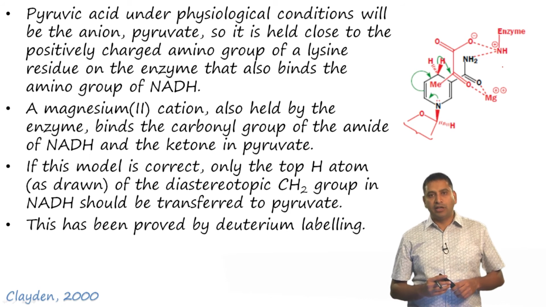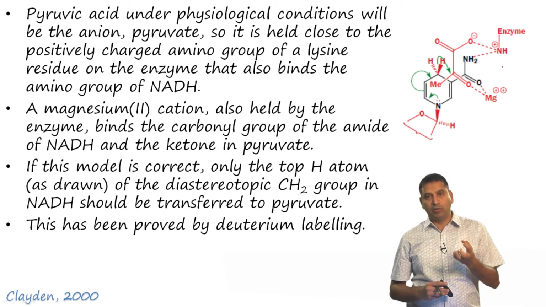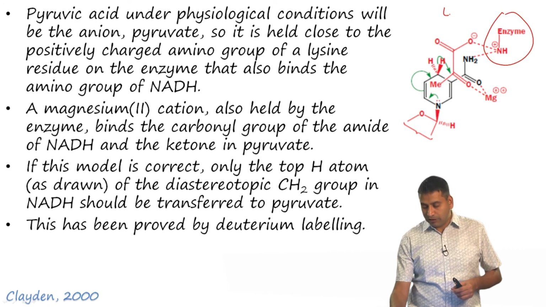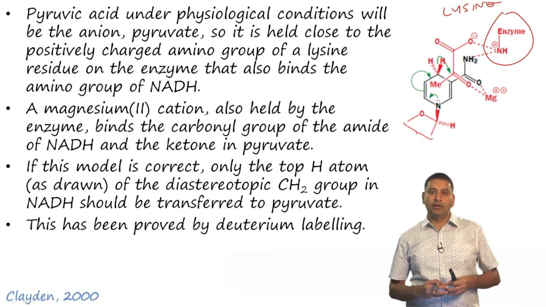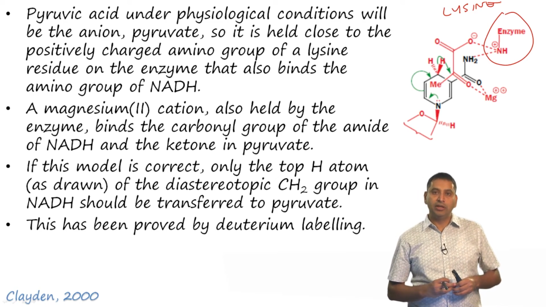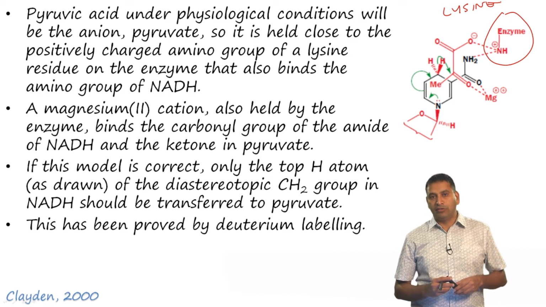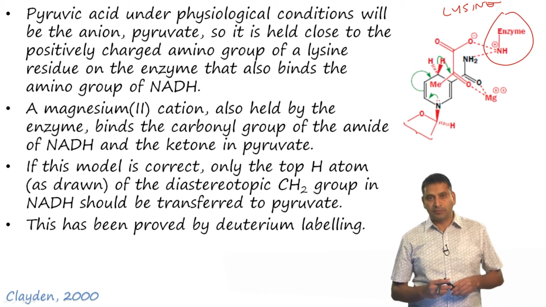Now, pyruvic acid under physiological conditions will be an anion, and so pyruvate is held closely to the positively charged amino group. Okay. As I mentioned earlier, this amino group is from lysine, and this lysine can then help with binding to the carboxylate, right. And of course, the magnesium cation also plays a key role in this process.